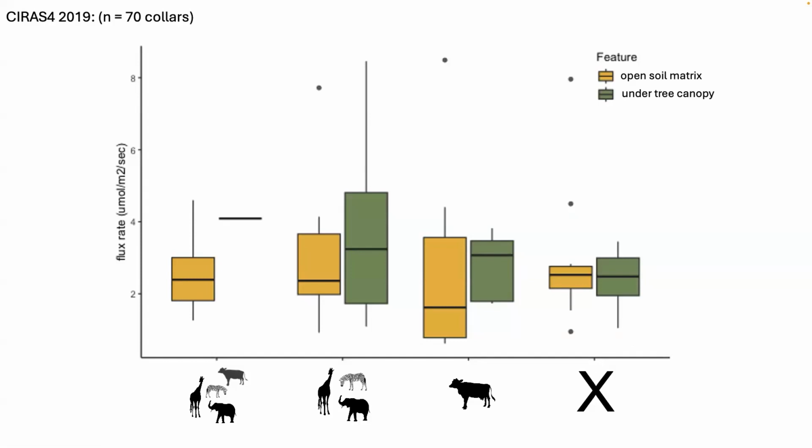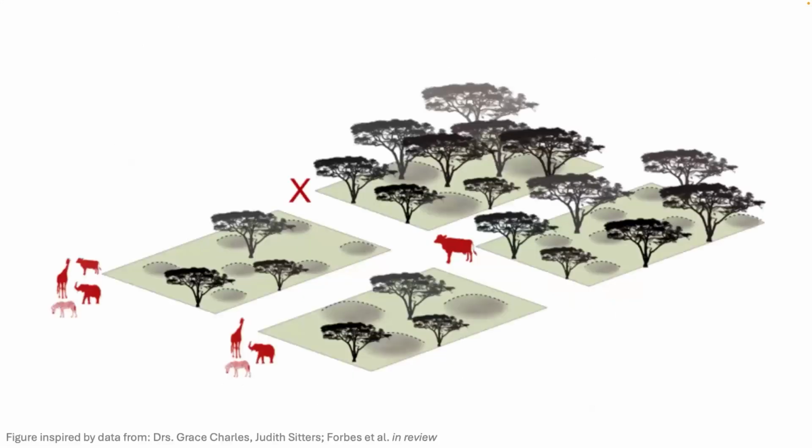The reason I split this up into these different structural elements is that there are significant animal engineering effects on the physical structure of the savanna. Here you can see a representation of what the savanna looks like using data collected from Drs. Grace Charles and Judith Sitters. This figure basically just shows a schematic breakdown of what the savanna looks like with the different community compositions.